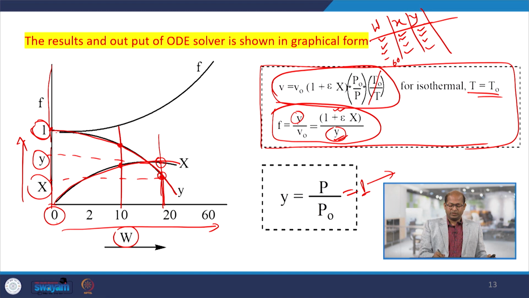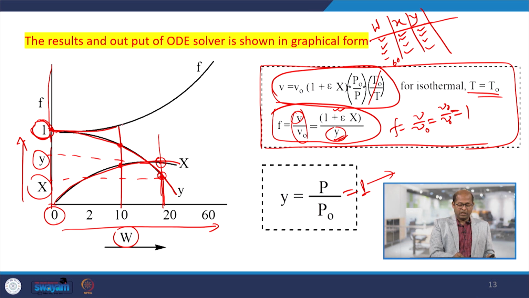So, V by V naught, or F, also we can measure along the changes of the catalyst weight. It will start from 1, as I said. V by V naught initially was 1, that is, F equals 1. So, it starts from 1, and once the catalyst weight inside the reactor changes, the volumetric flow rate for this particular reaction will change like this. F equals V by V naught, as I said, and it gradually increases. So, the change of volumetric flow rate inside the reactor will be like that. This is the output, or the result.